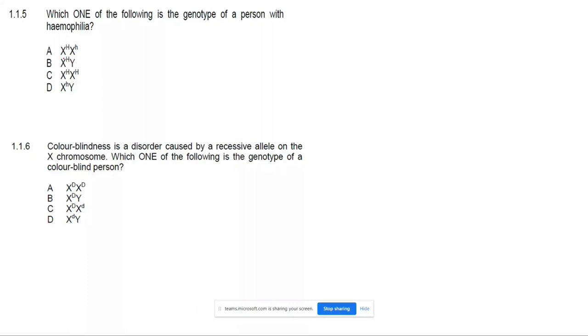Here I have a male. Will this person have it? No. Will this person have it? No. So the only person that can have hemophilia here is person D. I hope that one was obvious.